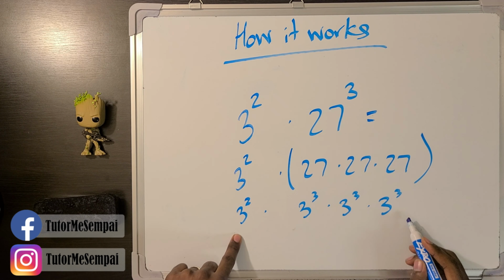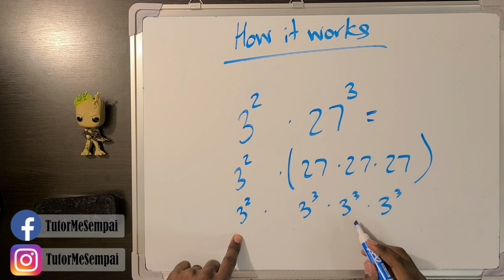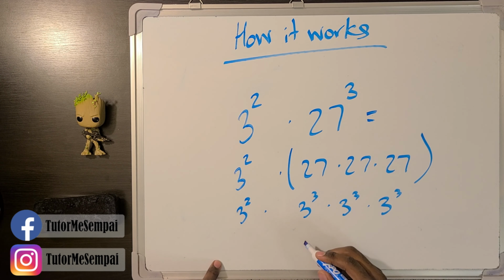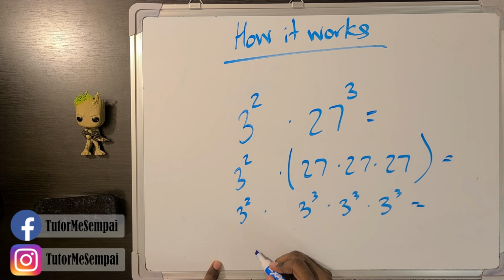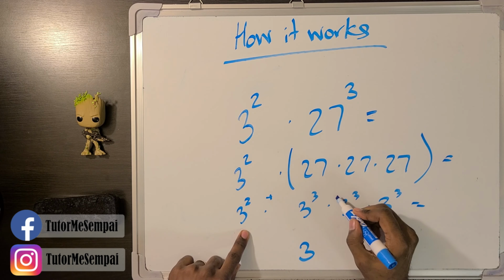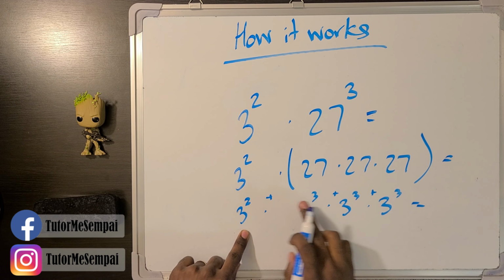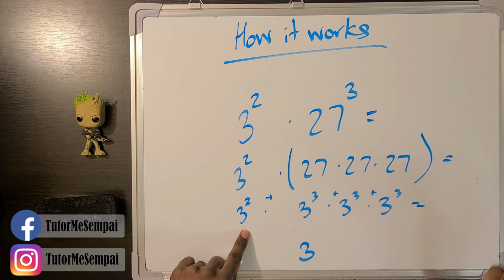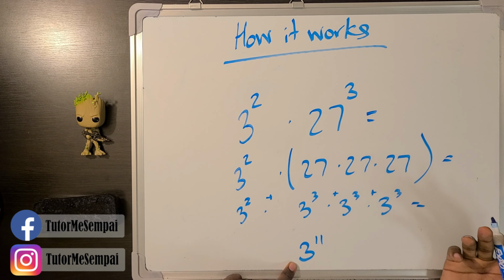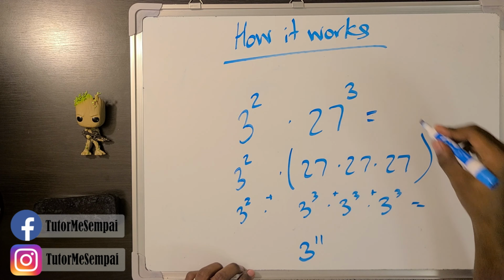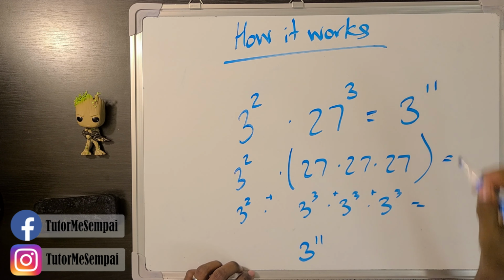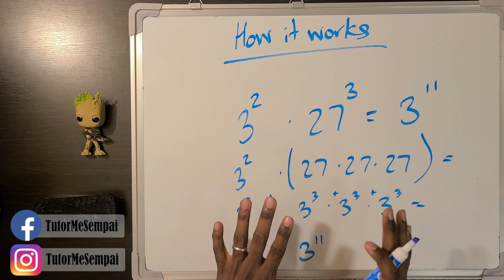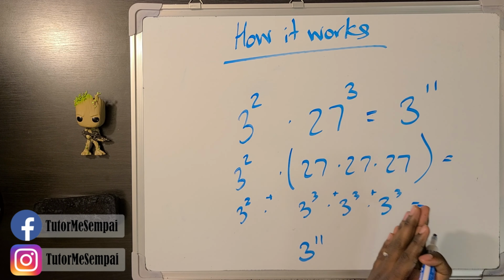So now we have this 3 squared times 3 cubed times 3 cubed times 3 cubed. That means our final answer is going to be 3 for our base, and we're going to add across the tops. So what's 3 plus 3 plus 3? 9. Plus 2 gives us what? 11. So this is 3 to the 11th power is our final answer. So you can technically just write 3 to the 11th power. Now there's a shorter way of doing this, but I'm going to cover that in another video.